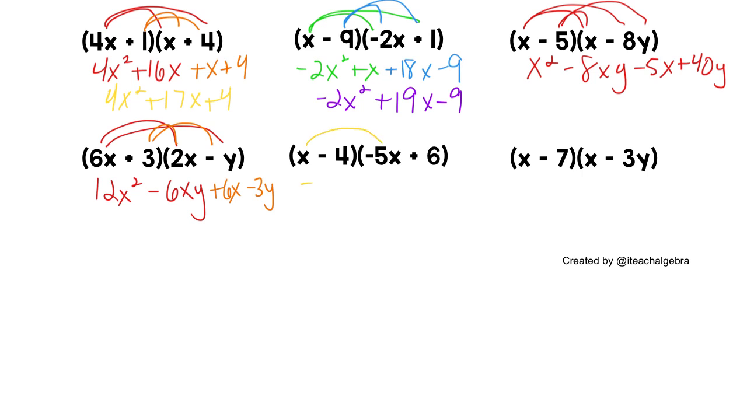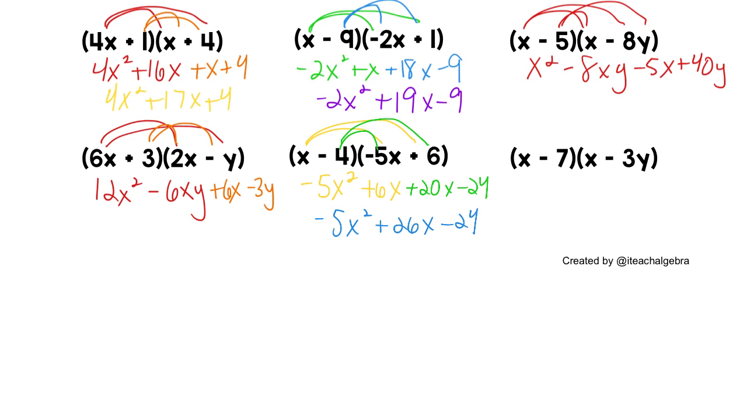X times negative 5x is minus 5x squared. X times 6 is plus 6x. Negative 4 times negative 5x is plus 20x. Negative 4 times 6 is minus 24. We have something we can combine here. We have negative 5x squared that can't be combined, but 20x plus 6x is plus 26x. And then minus 24.